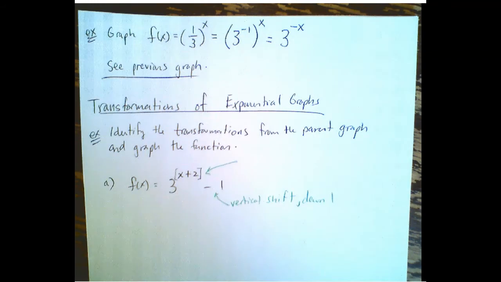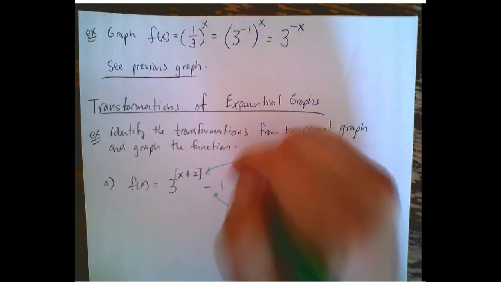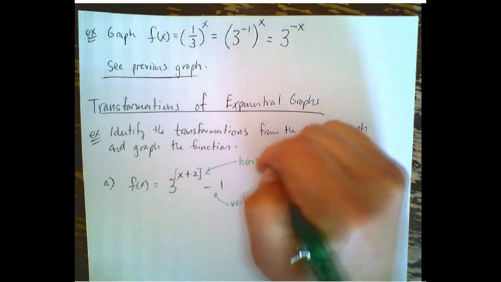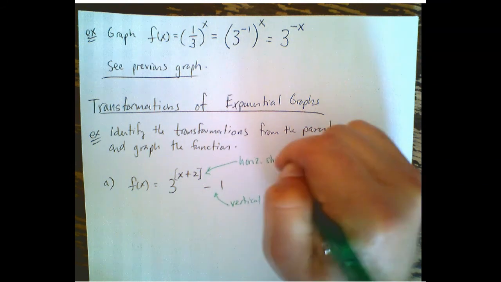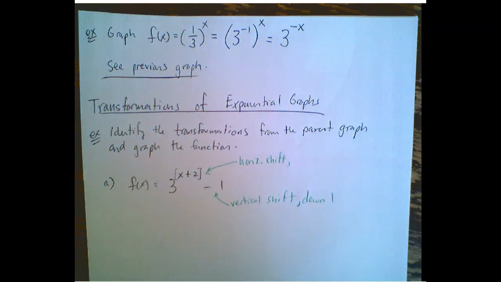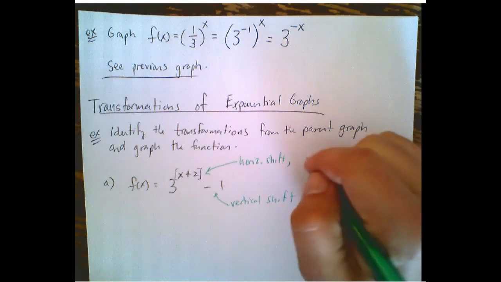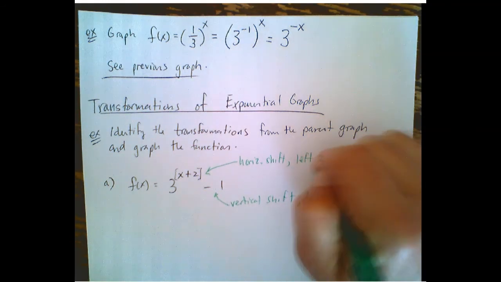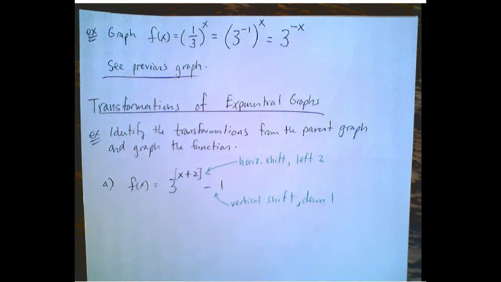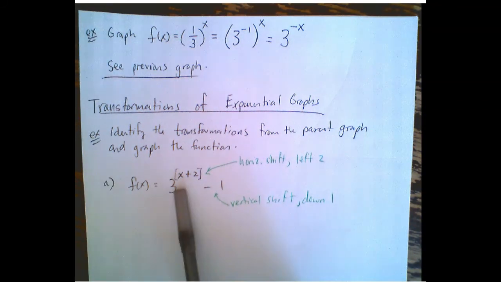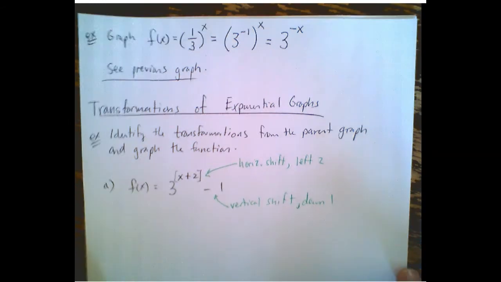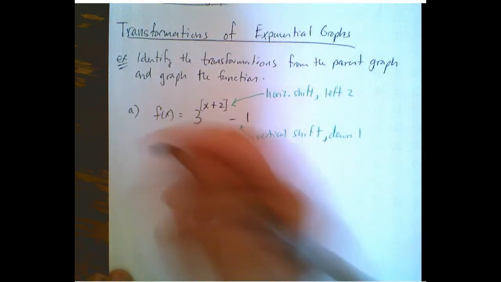And then this guy up here tells us that we have a horizontal shift. And remember, it's always the opposite effect that you see when it comes to the x values. So this would be to the left 2. Okay. So, I mean, we could plug in x values and do that, but if we're using transformations, it's pretty simple to do. So let's look.